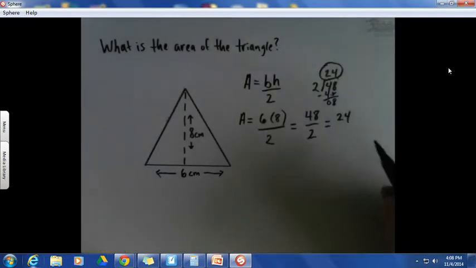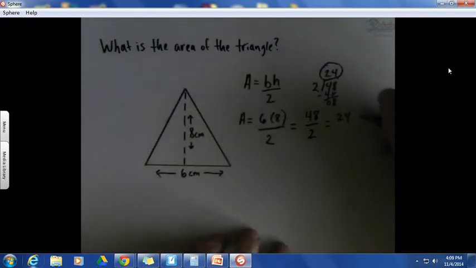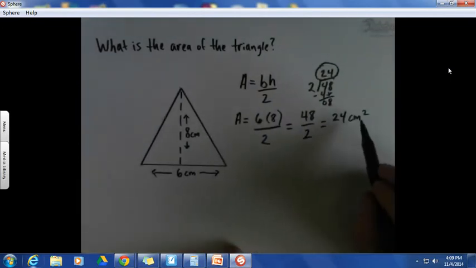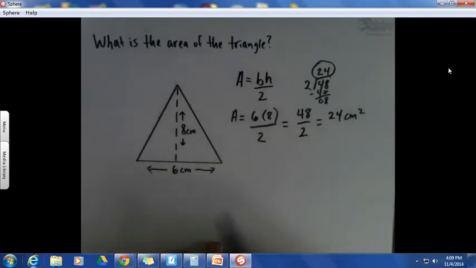Alright, and remember we want to use proper labeling. So here we have centimeters. And since it's an area problem, we're going to express it in centimeters squared because we've multiplied to get our answer. So our answer is 24 centimeters squared.